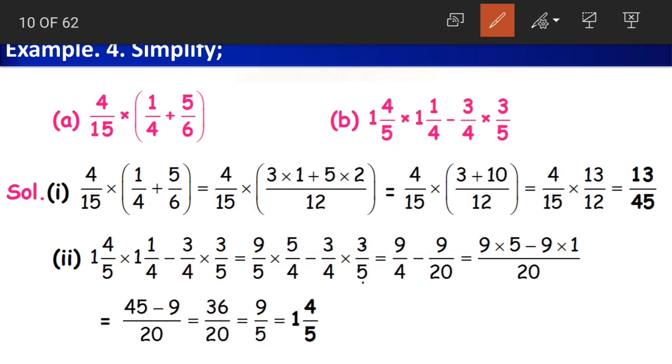And 3 by 4 into 3 by 5. There are no common factors to cancel here, so directly multiply the numerators. 3 into 3 becomes 9, divided by 4 into 5 becomes 20. Yes students, 9 by 20. Now here comes the subtraction part. 9 by 4 minus 9 by 20.